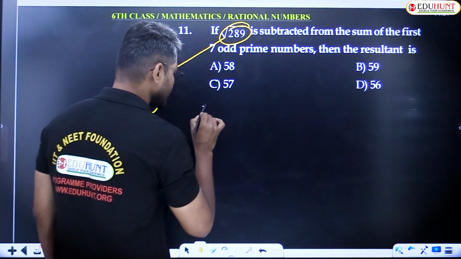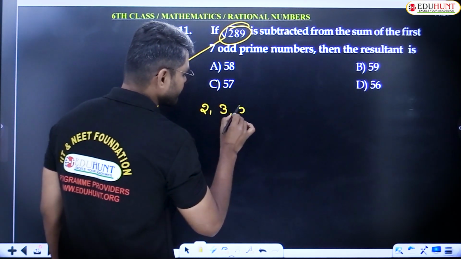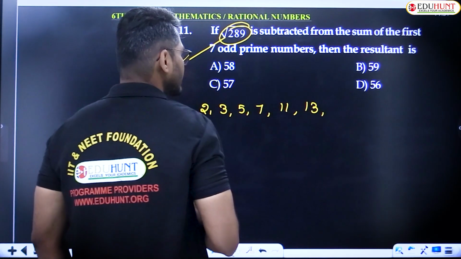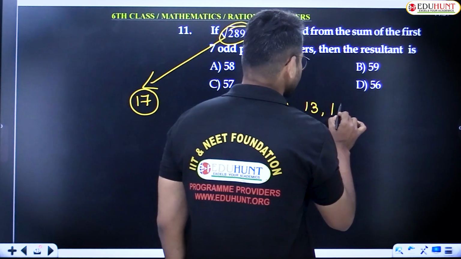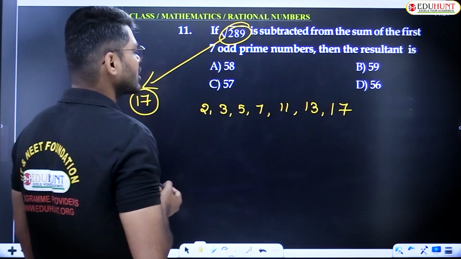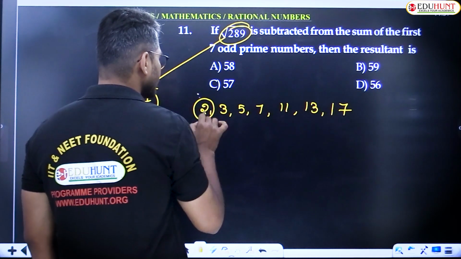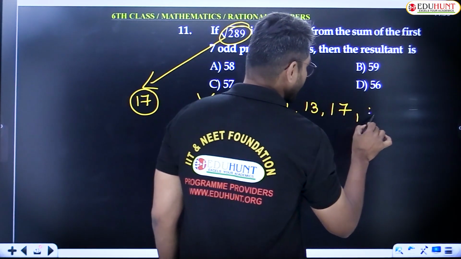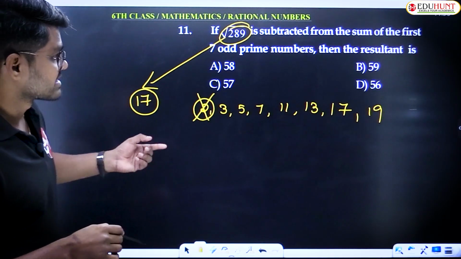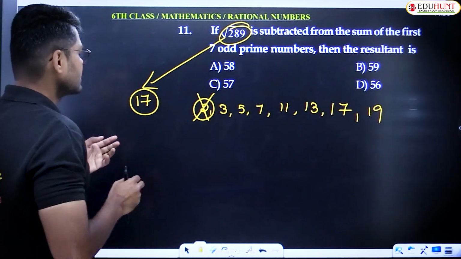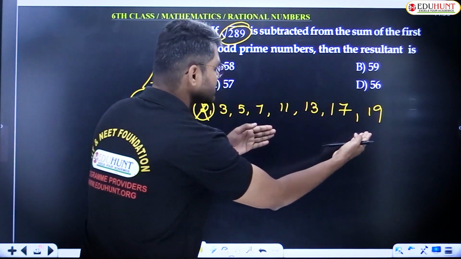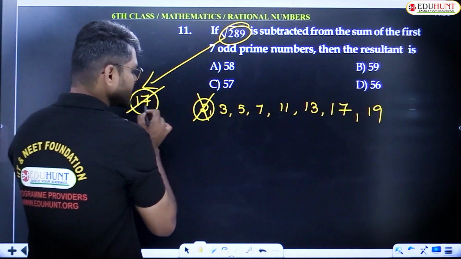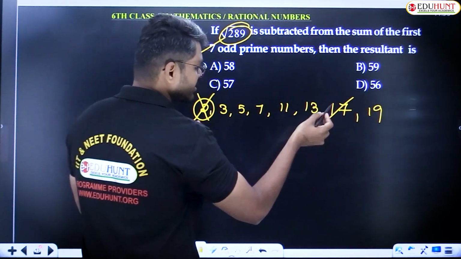First write the prime numbers. 2, 3, 5, 7, 11, 13, 17, 19. Okay. First 7 odd prime numbers. 2 is an even prime number, so remove this one. 1, 2, 3, 4, 5, 6 and 7 odd prime numbers. From the sum of the 7 odd prime numbers, 17 should be subtracted. So if I subtract this 17, this 17 is cancelled. Now add the remaining numbers.